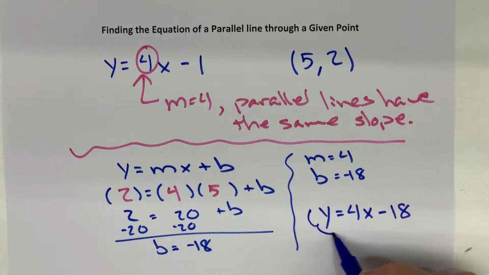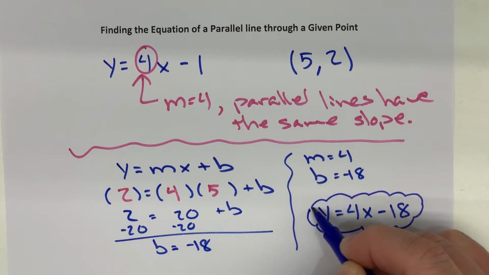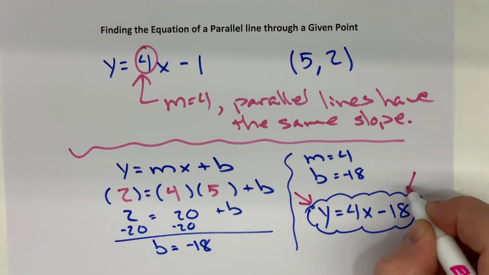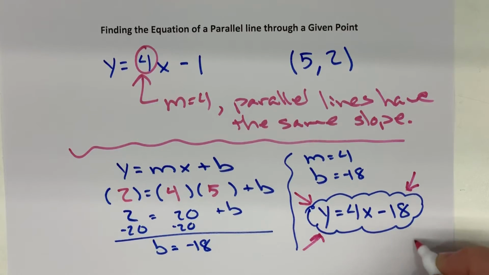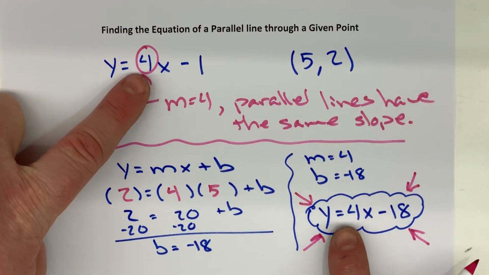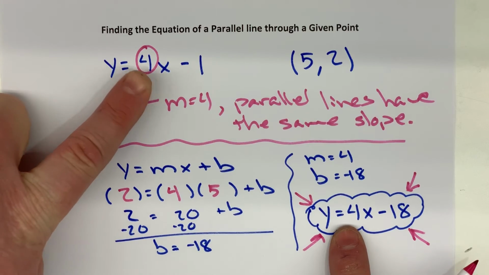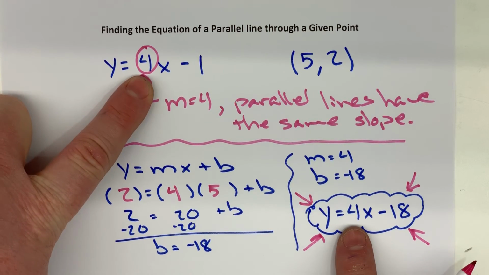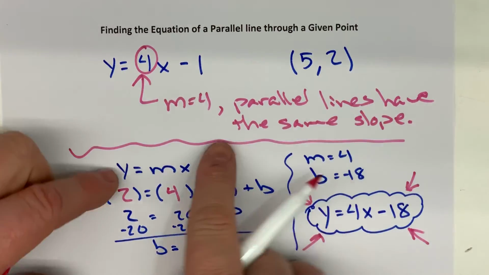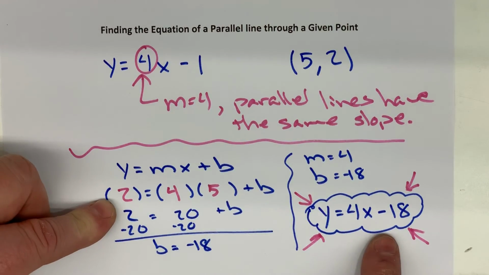And that is the equation for the line parallel to this line that runs through the point 5, 2. Same slope, parallel lines, but this one crossed the y-intercept at negative 1, and if it runs through 5, 2, we had to solve for b to find out that it crossed at negative 18.